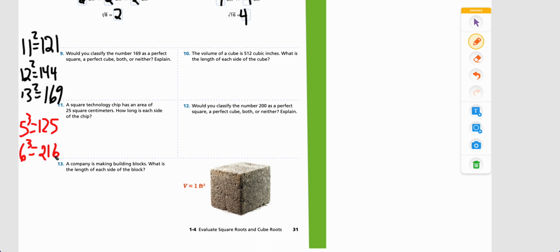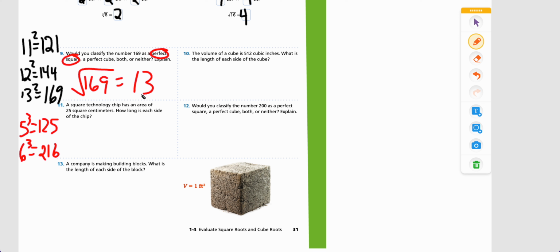Now the square root of 169 is rational, because the square root is 13. The cube root is in between 5 and 6, so it's irrational. So we have to relate those two ideas. This one is a perfect square because the square root of 169 is 13, but it's not a perfect cube.